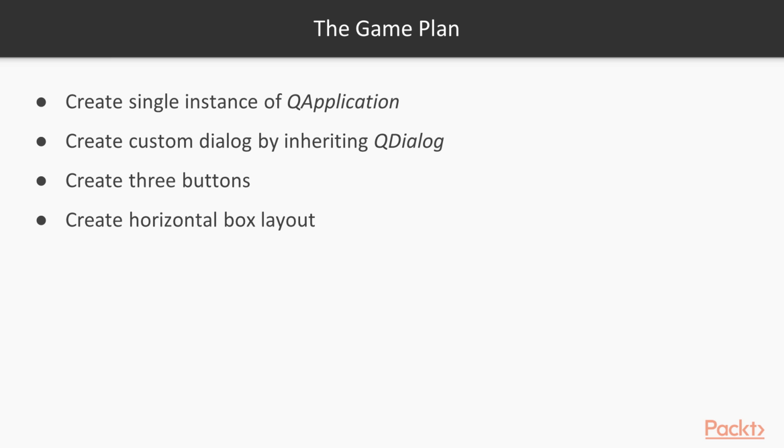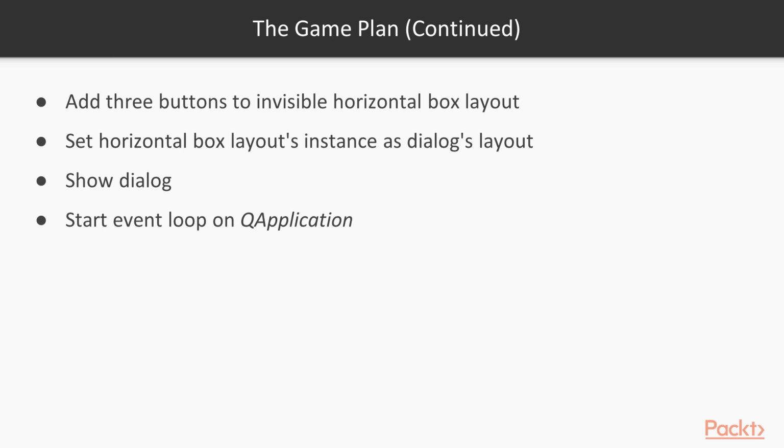We will now see the game plan. First, we will create a single instance of QApplication. Then we will create a custom dialog by inheriting QDialog. After that, we will create 3 buttons and create a horizontal box layout. Further, we will add the 3 buttons to the invisible horizontal box layout and set the horizontal box layout's instance as our dialog's layout. Finally, we will show the dialog and start the event loop on QApplication.